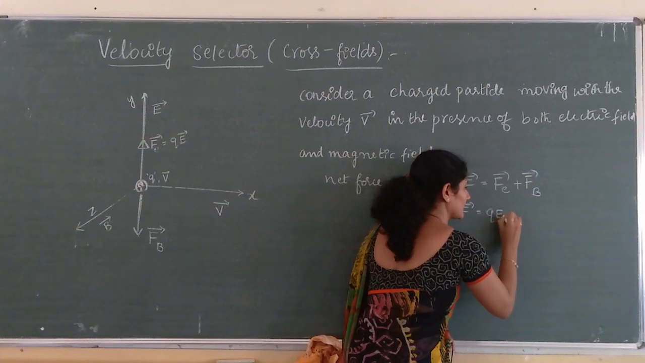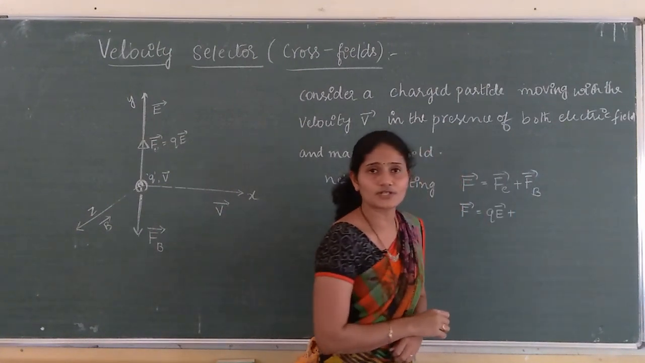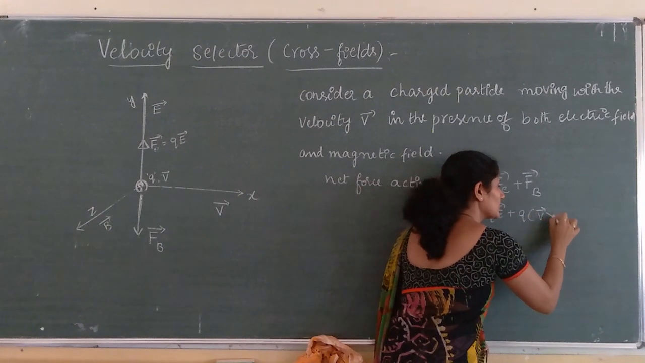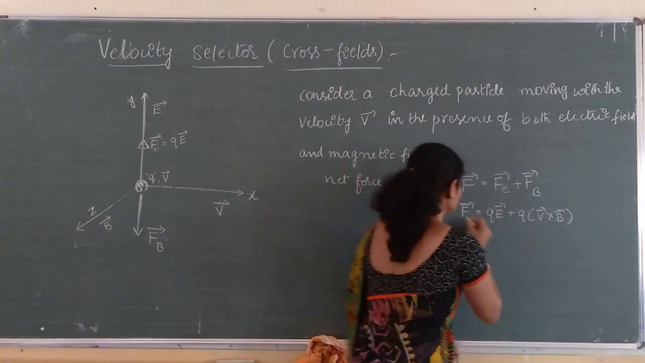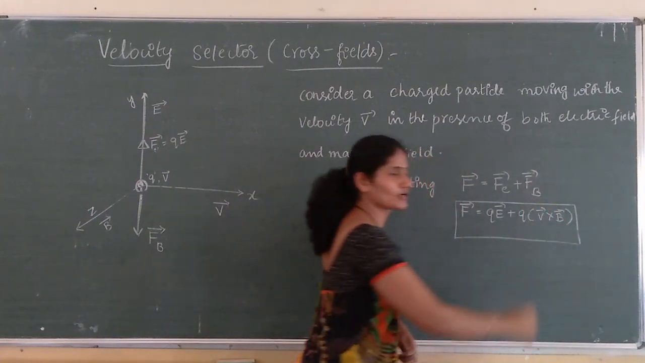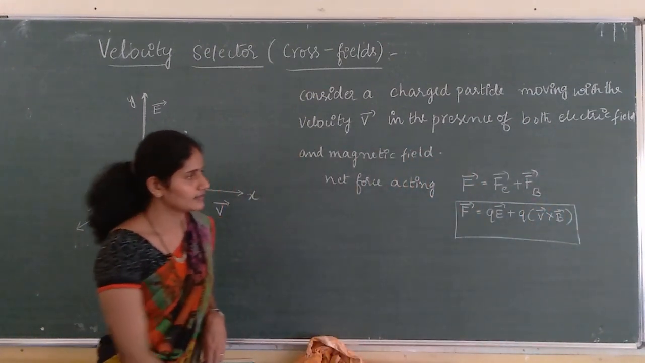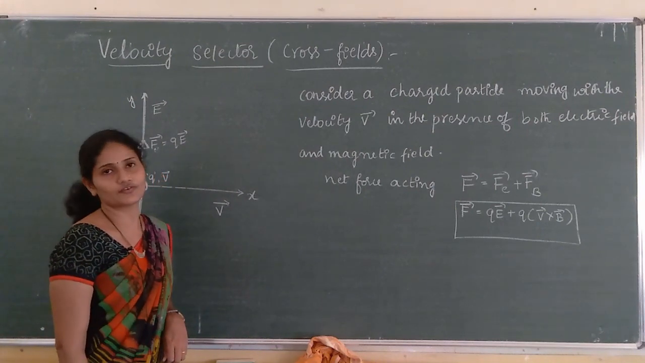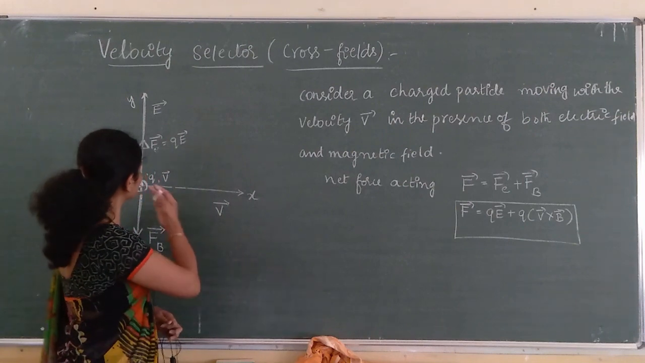Q into E vector plus, what is the expression for force due to magnetic field? Q into V cross B, right. So, this is the expression for total force acting on a charged particle in the presence of both electric field as well as the magnetic field.